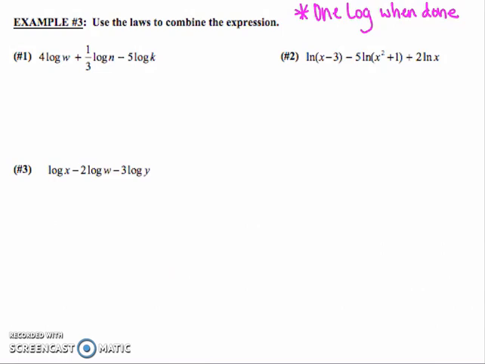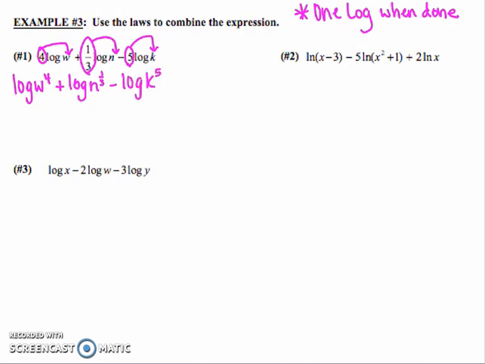All right. The first thing that we're going to do is if there are any coefficients in front of the logs, we know because of the power property that those were exponents. So we need to restore those back on. So this 4 has to go back on the w, the 1/3 goes back on the n, and the 5 goes back on the k. So this is going to look like log w to the 4th plus log n to the 1/3 minus log k to the 5th.